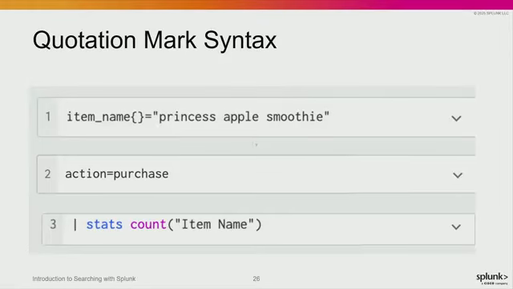Now, if we don't include quotation marks, what would happen is Splunk would search for an item name called Princess, and then it would separately look for keywords of apple and smoothie. And that would result in us not seeing any results. So if we want the full product name, because there are spaces here, we do need to make sure that we surround it with double quotes. And this applies to our keyword searches as well as when we start using commands later on in our session.